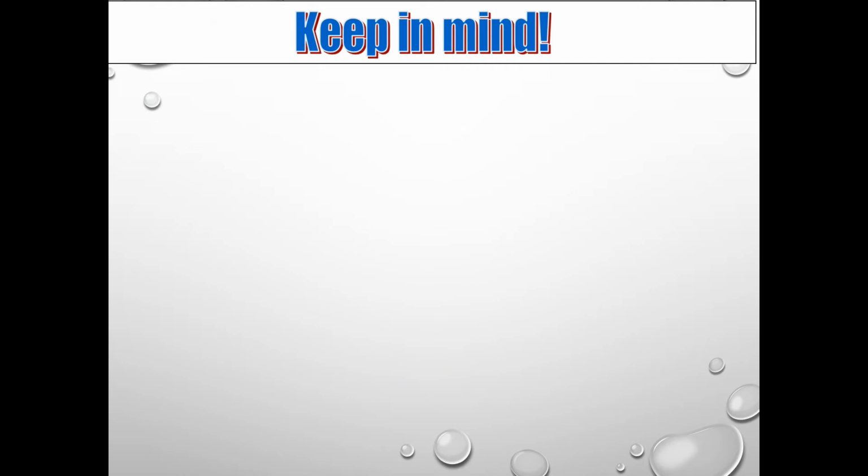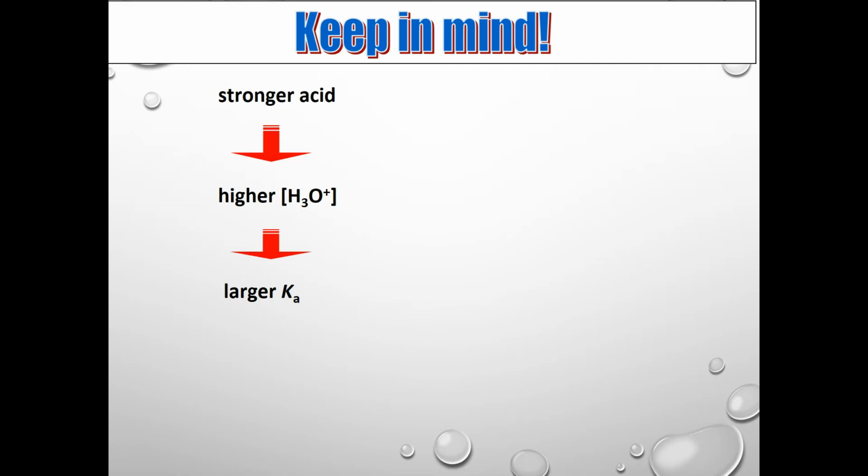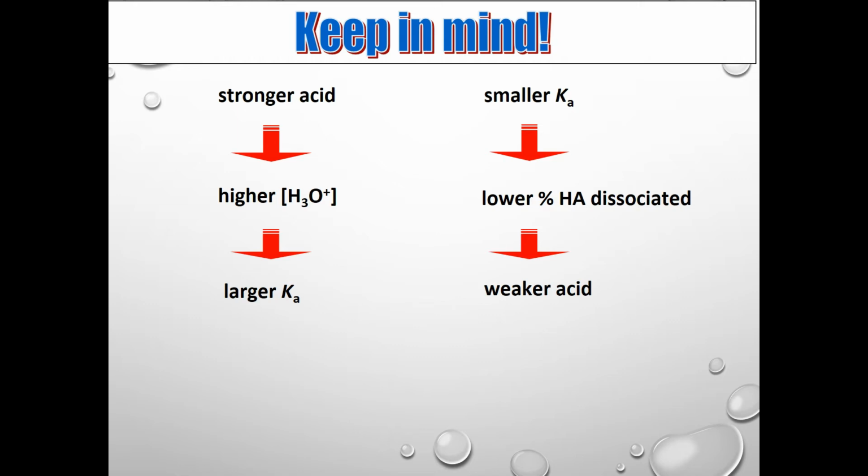There are a few points that we should keep in mind. A stronger acid has a higher concentration of hydronium ions and therefore a larger Ka value. A smaller Ka value indicates that there is a lower percent of weak acid dissociated and therefore is a weaker acid.